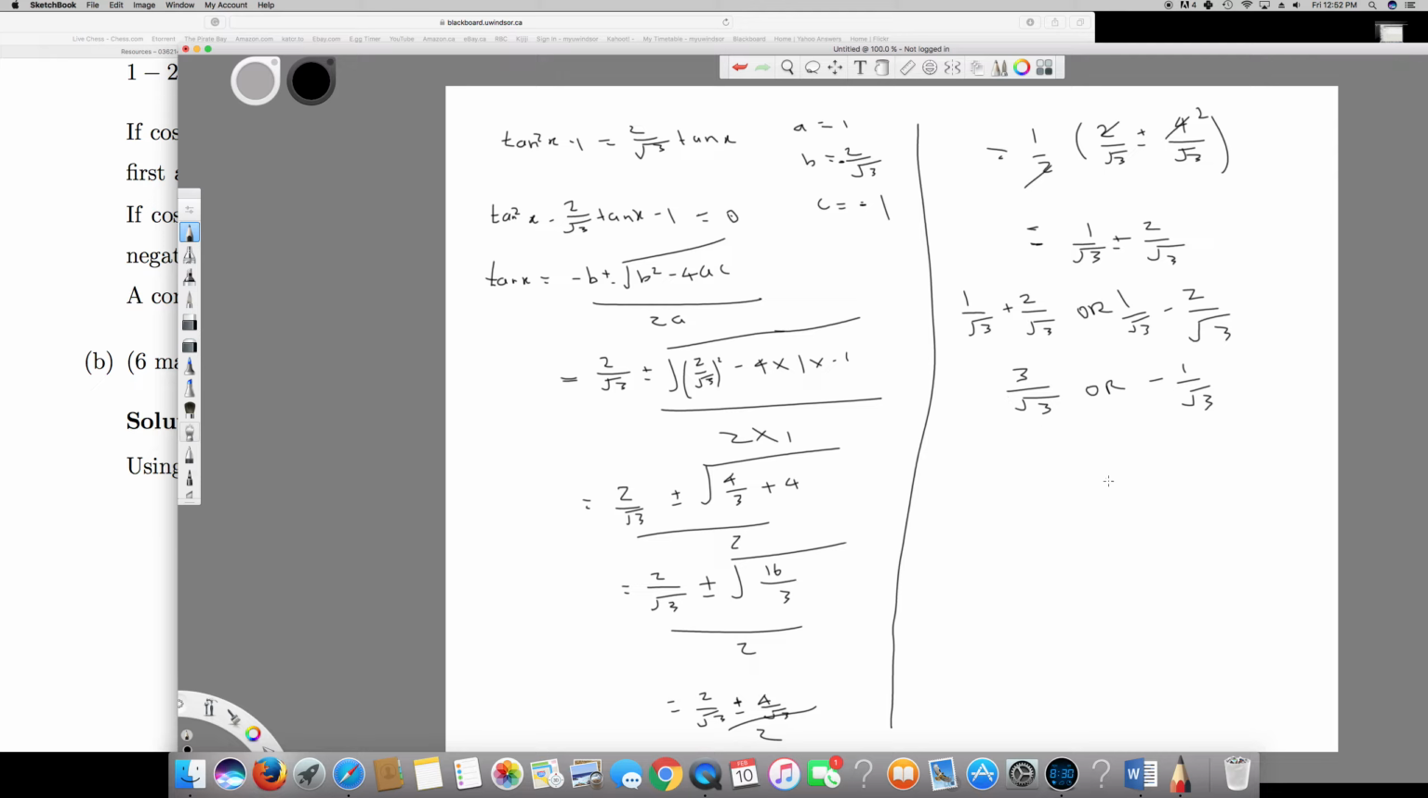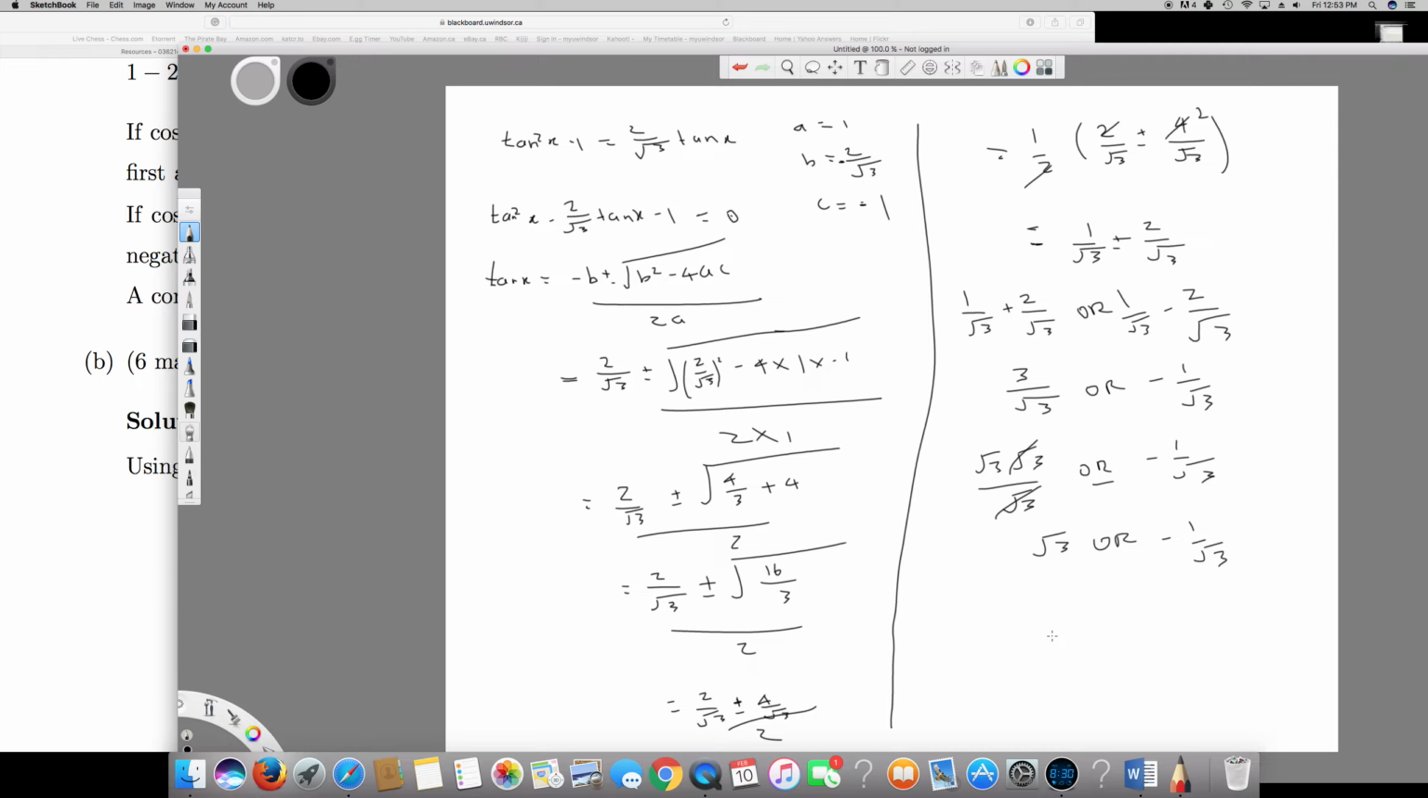If it's 3 over root 3, if you know this already, what does 3 over root 3 mean? Root 3 times root 3 is equal to 3. So I can write 3 as root 3 times root 3, and the bottom is root 3. So root 3 cancels, and it becomes root 3. Or minus 1 over root 3 remains the same. Now we have root 3 or minus 1 over root 3.